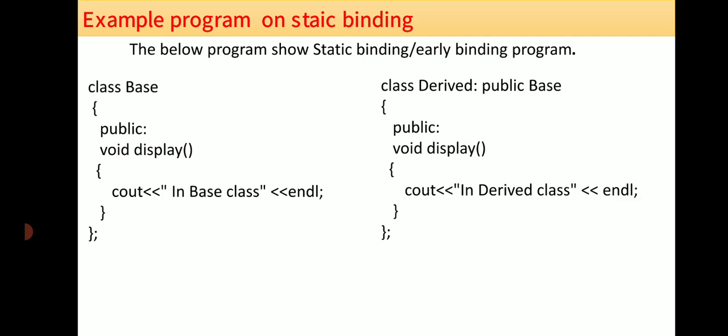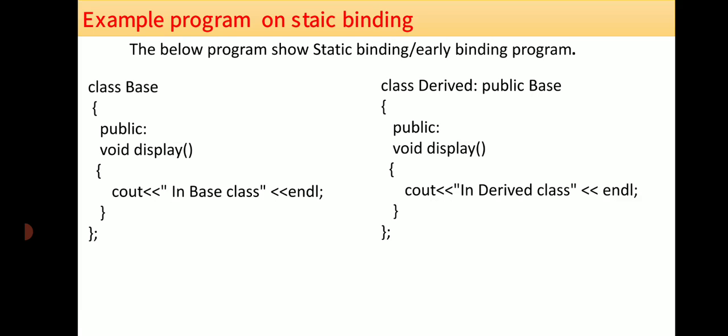Example of static binding. Static binding can also be called early binding, because before the running of a program the linking takes place during the compile time. The binding happens early, so this phenomenon is also called early binding. Here there is a class base. In this class we have a method called display, with an output statement in the base class.